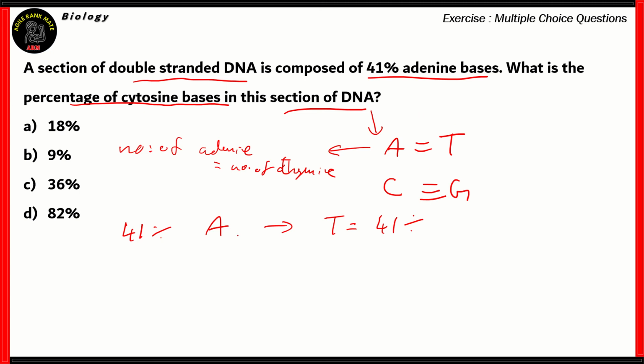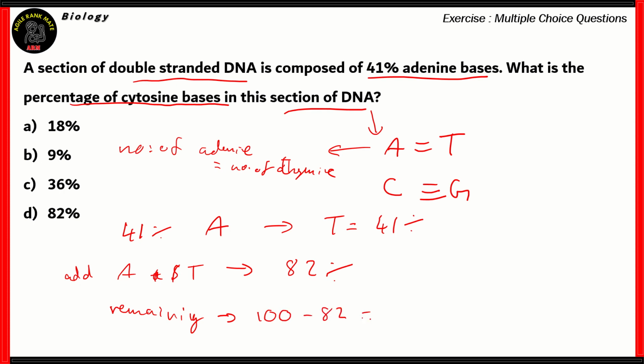So if you add those two together, then you get a total amount of 82% of the bases in that section of DNA being made out of adenine and thymine. Now, the remaining percentage value would be 100 minus 82, which is equal to 18%. Now 18% can be divided into 9% and 9% for the remaining two bases. So there'll be 9% cytosine and 9% guanine.